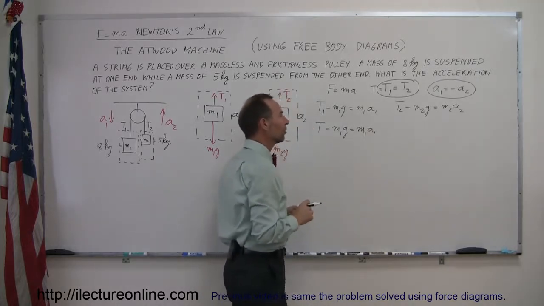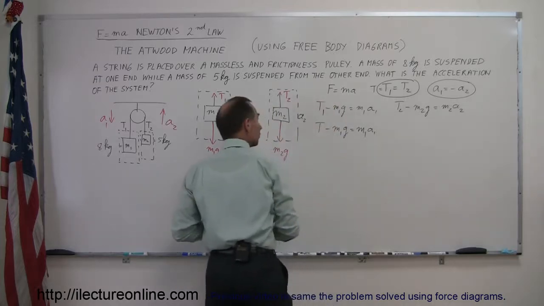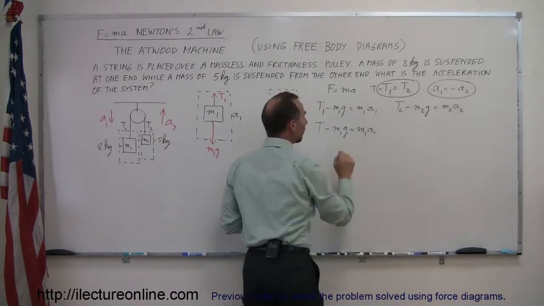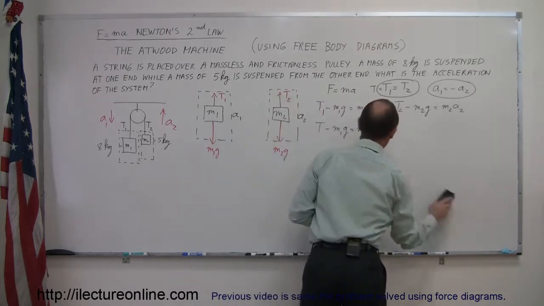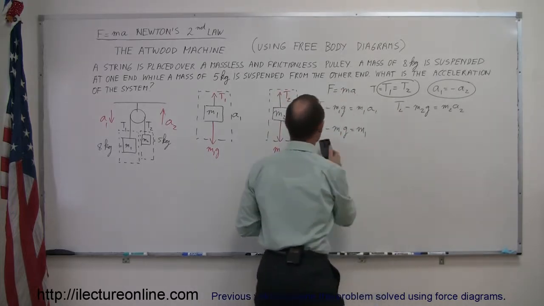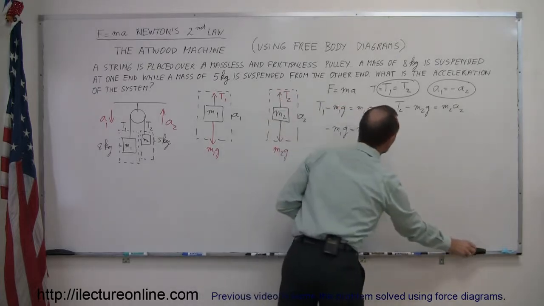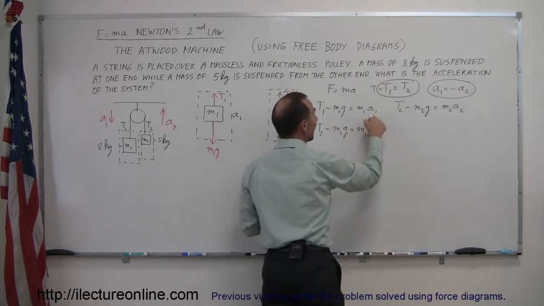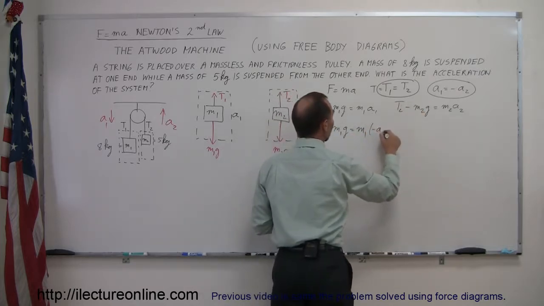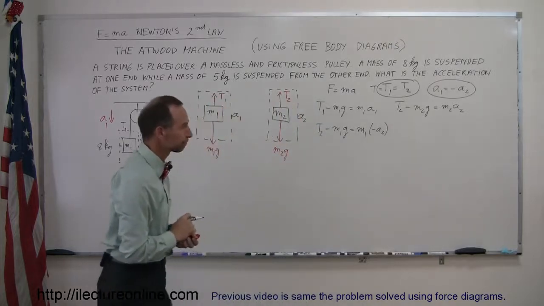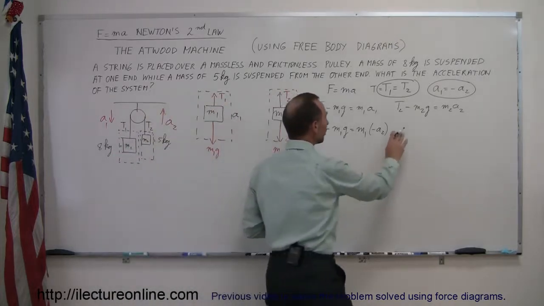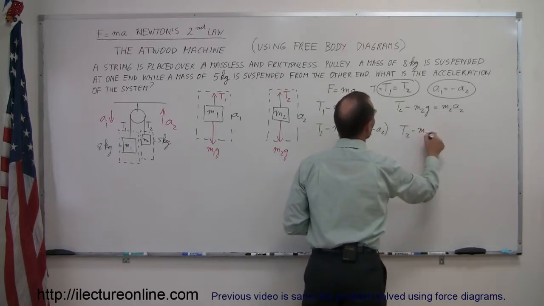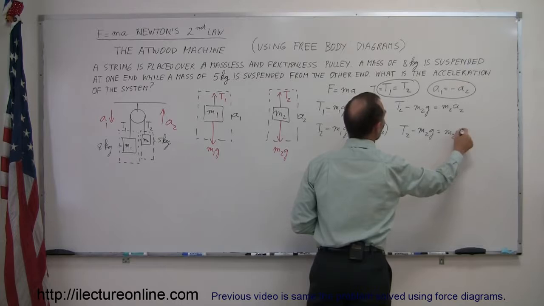Or I can say, since A1 is the negative of A2, I can replace A1 by negative A2. And at the same time, we could replace the T1 by T2. So we call this T2 and call the A1 the negative A2, like so. That's even better. On the right side, we already have a T2 and we have an A2, so we can write that T2 minus M2G is equal to M2A.